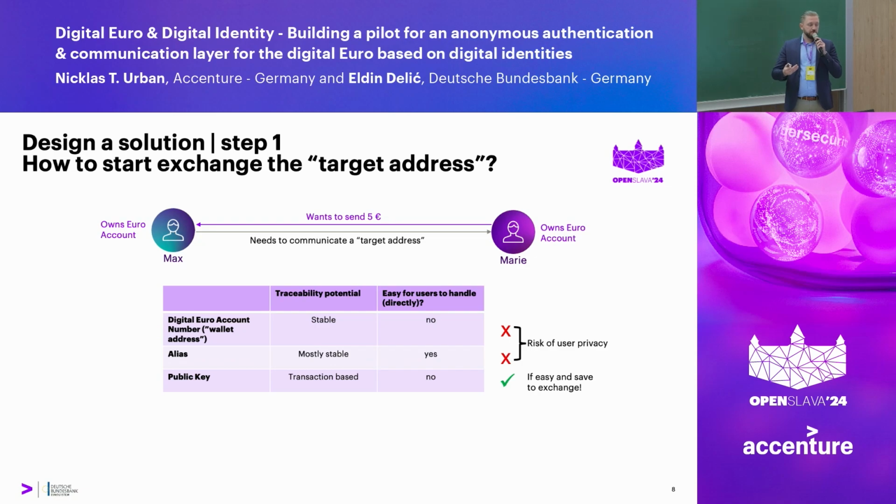First, if we give a wallet address to the other user, user privacy is neglected and the traceability potential is very high, and the ease of use is very limited. You can do it with an alias like PayPal did, with payments under a name, but they are mostly traceable too, so we again risk user privacy. And last is the public key. It's a very good transaction-based method for traceability. It's easy and safe to exchange, but not easy for the users. They are really long hashes of numbers that you have to communicate to the other person.